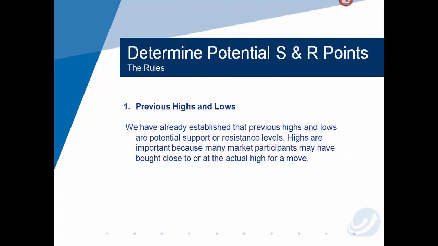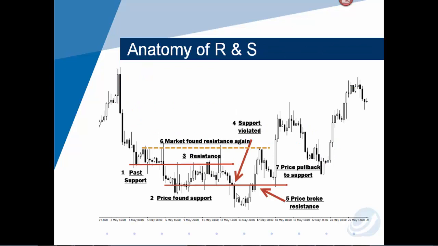So a few things we need to keep in mind is that previous highs and previous lows are areas where we're looking for potential trades in the market. And we'll tend to look for these previous highs and lows on your larger time frames. Now let's take a look at the anatomy of resistance and support.